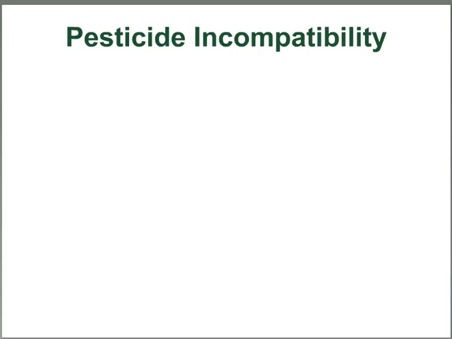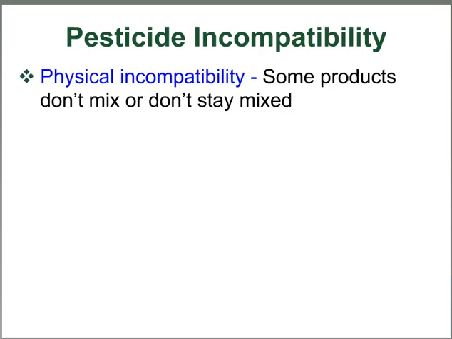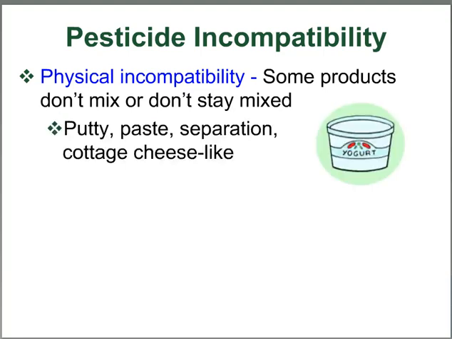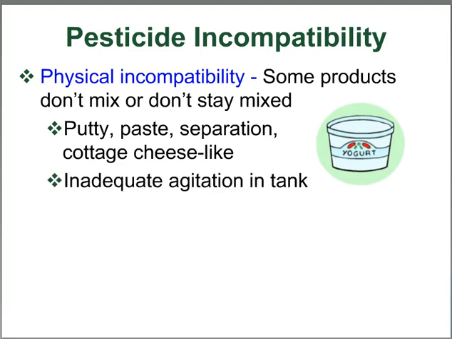Sometimes when you mix pesticides together, they don't physically mix well. We call this physical incompatibility. It's like getting clumpy gravy when adding flour to chicken broth. The mix might form a putty or paste, separate into layers, or form a yogurt or cottage cheese-like consistency. Some physical incompatibility problems can be avoided by following proper mixing techniques and providing adequate agitation.